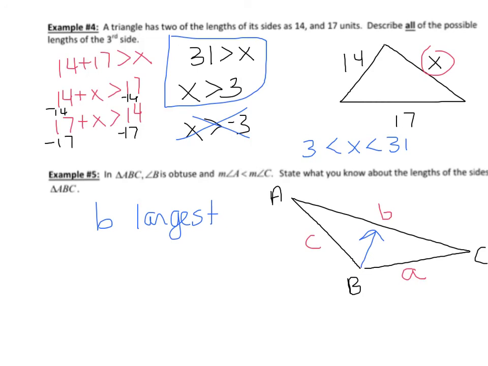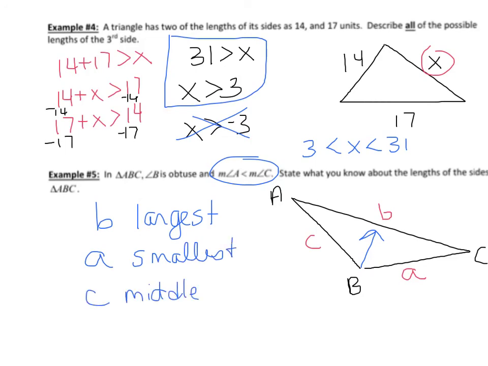You can only have one obtuse angle in a triangle. And if I know that the measure of angle A is less than the measure of angle C, then I know that A must be the smallest, and I know that C must be the middle. So if I were to put them in order, I would say that it goes A, C, B, smallest to largest.